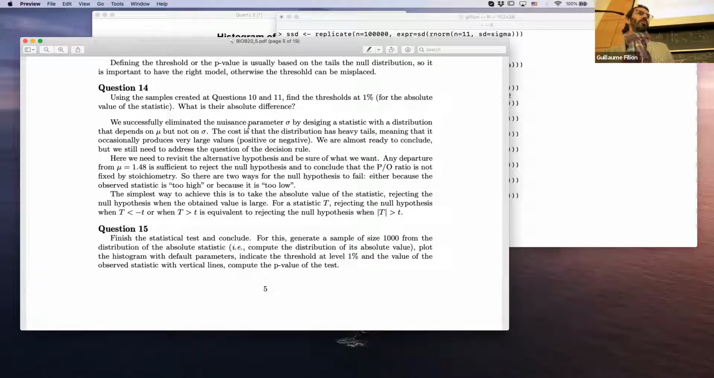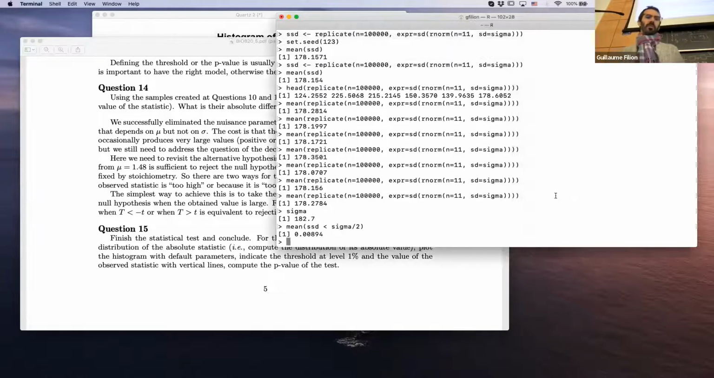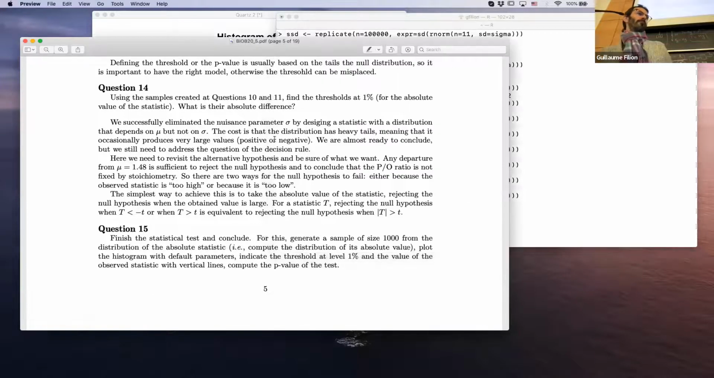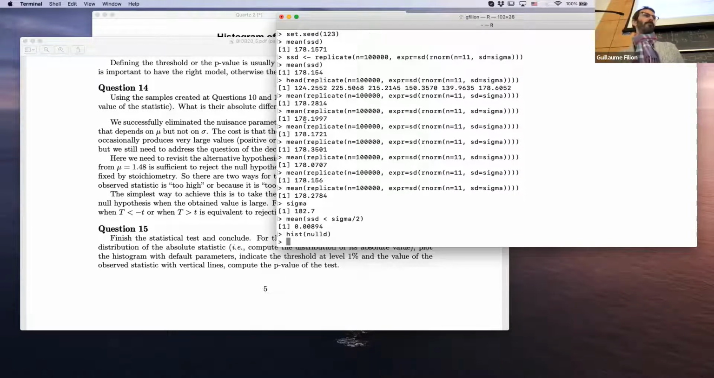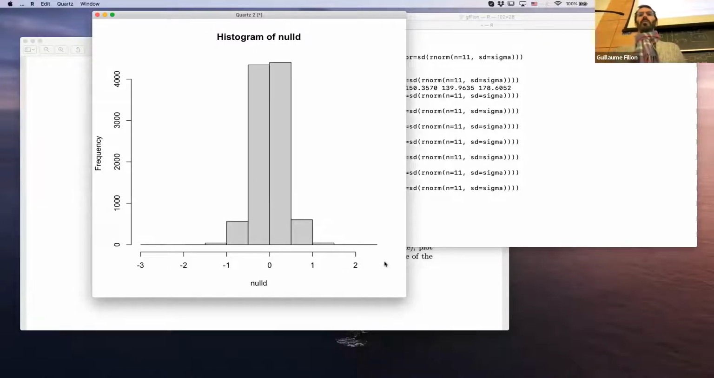Using the samples created at question 10 and 11, find the thresholds at 1% for the absolute value of the statistic. What is their absolute difference? So that was the sample null D and null X. Okay, so the threshold at 1%, it was supposed to be level 1%. How do I find the threshold at 1%, at level 1%? Any idea, anyone? So I've got this distribution here. That's this one. What is, yeah, that's the function quantile, very good.